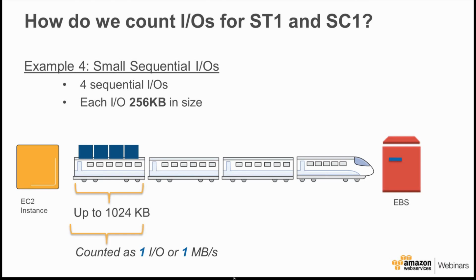In the next example, we're going to send 4 sequential IOs to disk. In this case, we're going to send 4 sequential IOs that are 256 kilobytes in size. And those work well together. They're all sequential, and we're going to merge them all together. So you're sending 4 IOs at 256 kilobytes in size. We're going to merge them all together into 1 IO or 1 megabyte per second. So I can see with this example, ST1 and SC1 volumes are really optimized for large sequential IOs going to disk.